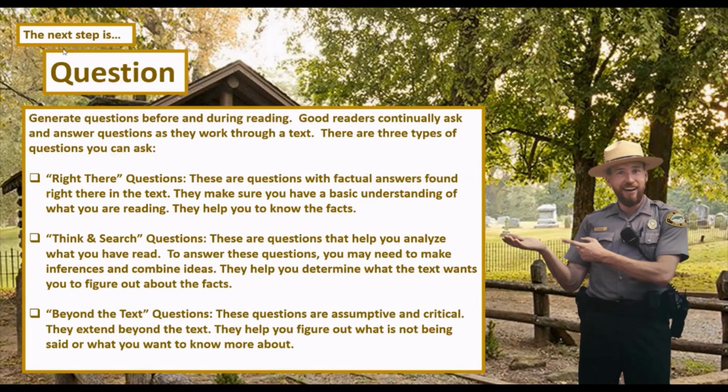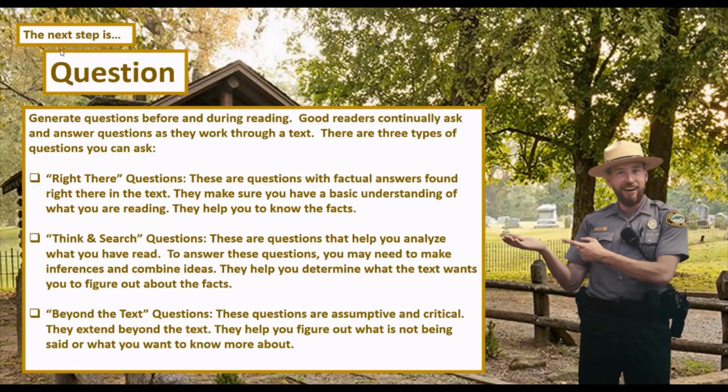The next thing you can do is question, and this is also the second step of the SQ3R method. So when you question, you generate questions before and during reading in this method, and good readers continually ask and answer questions as they work through a text. There are 3 types of questions you can ask according to the HIGH5 method.